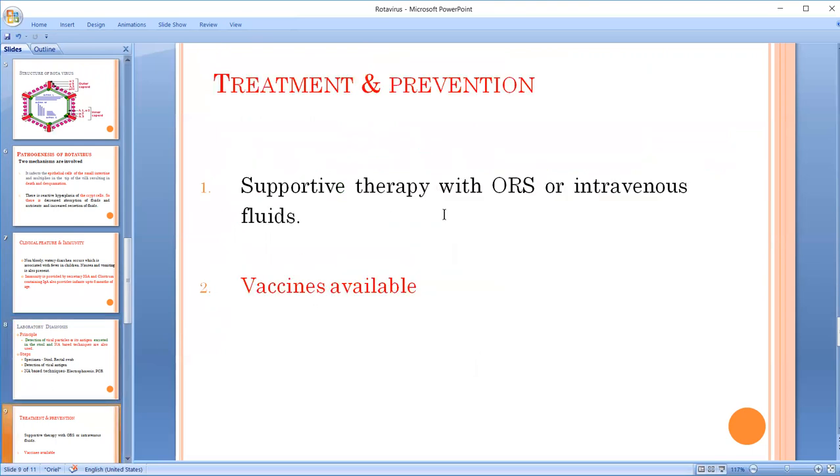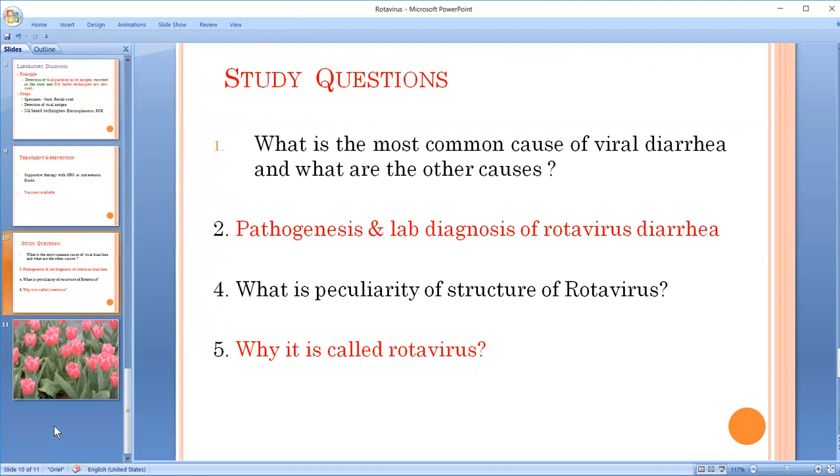Treatment is also very simple. ORS, or if more dehydrated then intravenous therapy. Vaccines are available, live attenuated vaccine. So this is all about this rotavirus.